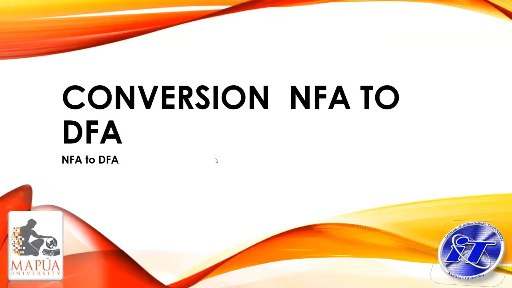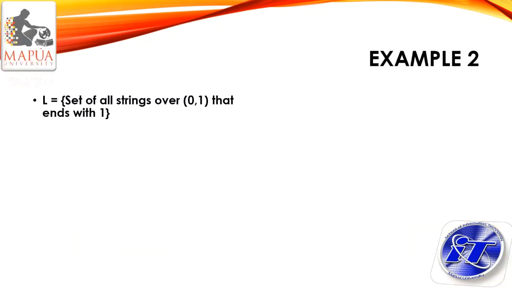Let's continue our discussion about conversion of NFA to DFA. The steps are: define the transition table of the NFA, convert it into a transition table for the DFA, and then draw the equivalent DFA. Okay? So, let's have this example.